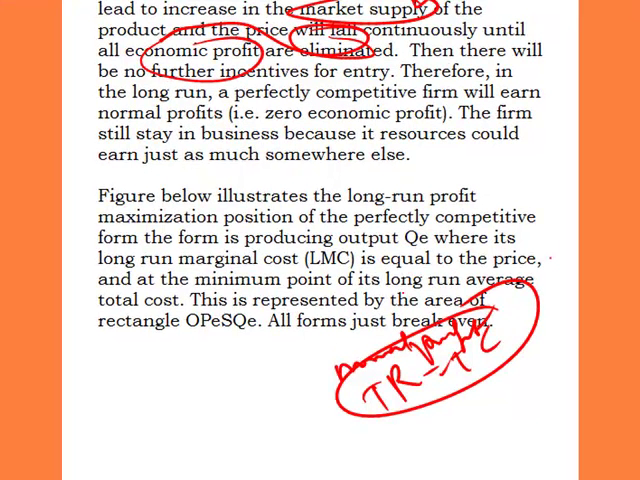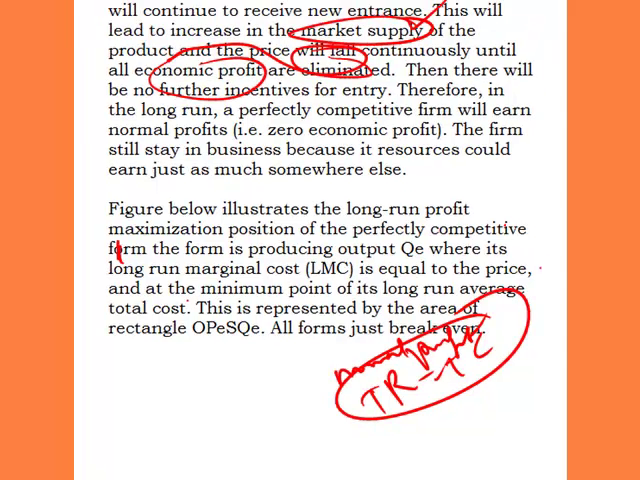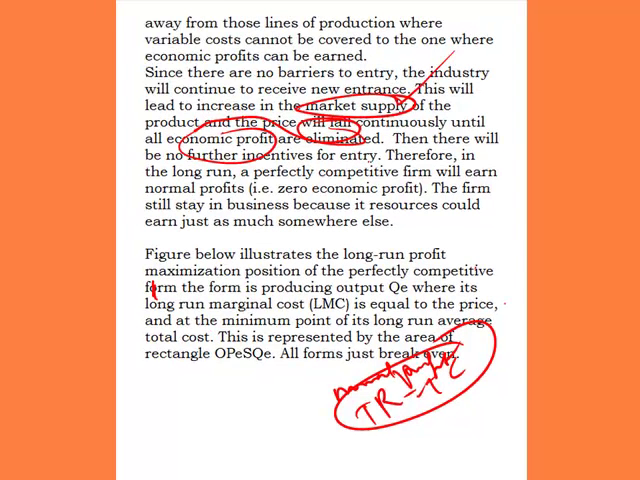Now, the figure below illustrates the long run profit maximization position of the perfectly competitive firm. The firm is producing output QE, where its long run marginal cost is equal to the price and at the minimum point of its long run average total cost. So let us now look at the diagrammatic representation of this long run situation.